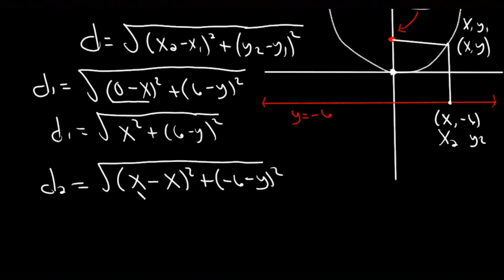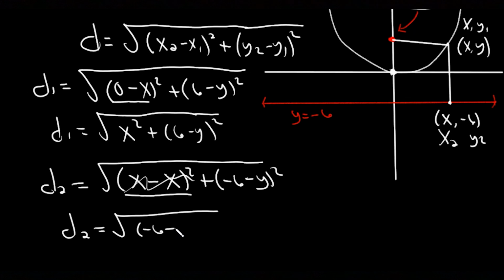So from here, you can see that this right here is essentially going to cancel out. X minus x is 0, and then 0 squared is 0. So this whole part is essentially gone. I'm going to be left with d2, distance 2, is equal to the square root of negative 6 minus y, and then squared. So from here, we want to go ahead and set them equal to each other now.